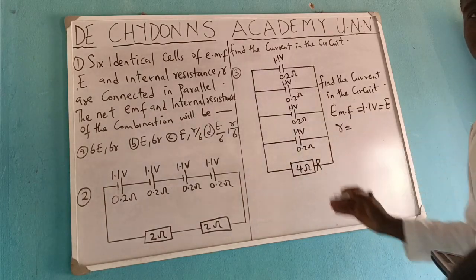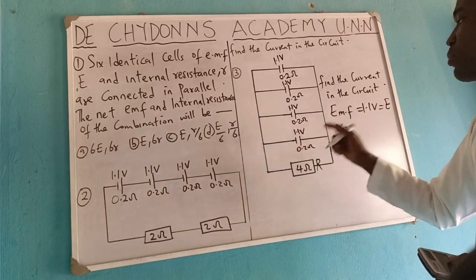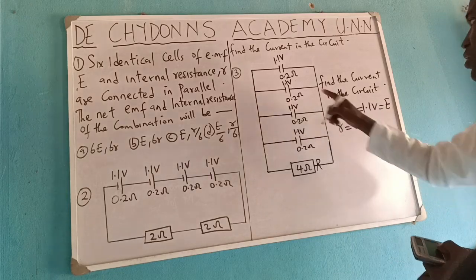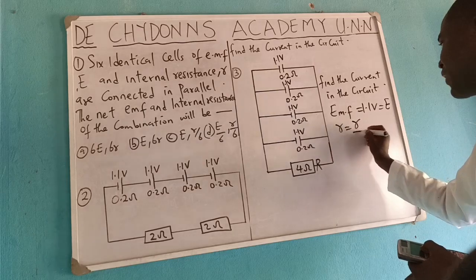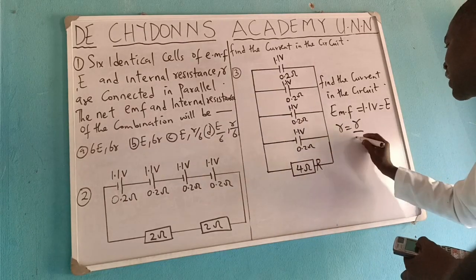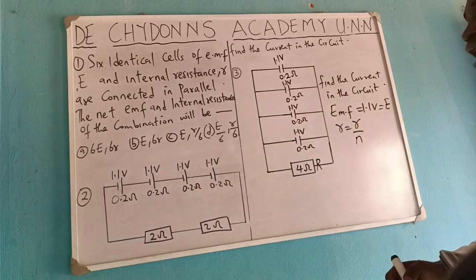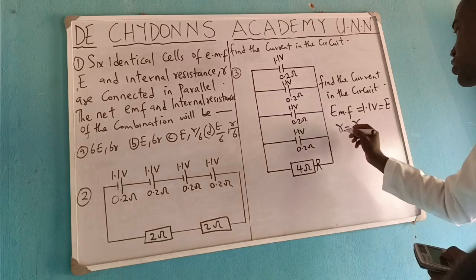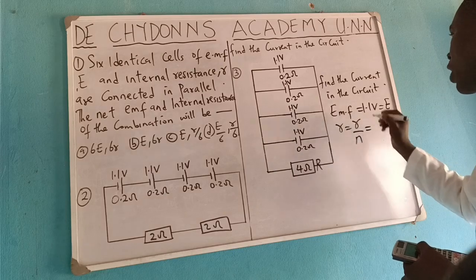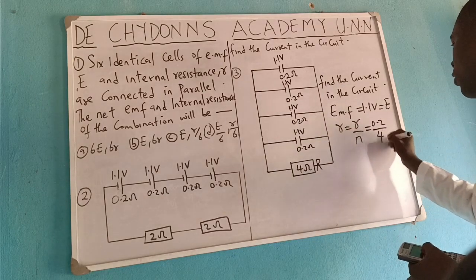Since they are in parallel, how many are there? 0.2, 0.2, 0.2, 0.2. The internal resistance is one of it divided by how many there are. You put it as n. So one of it divided by how many they are is what you use to get the total R. Are you getting it? So one of it is 0.2. Total is what? They are 4.